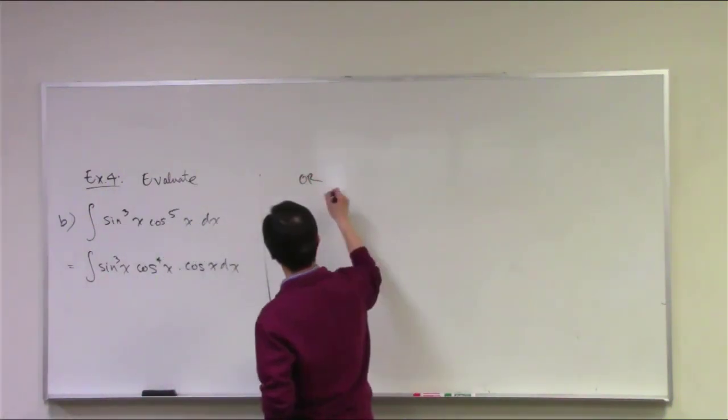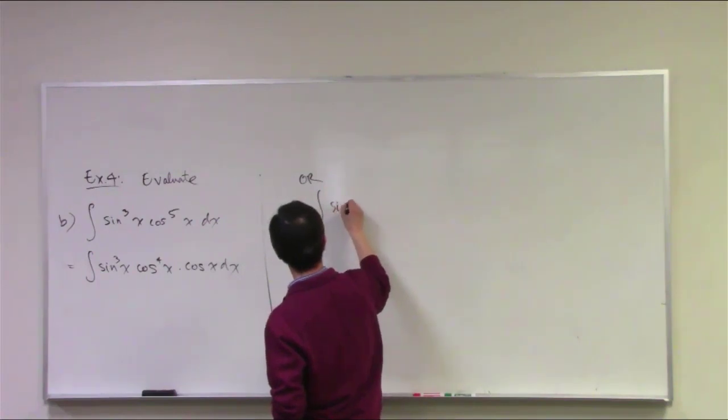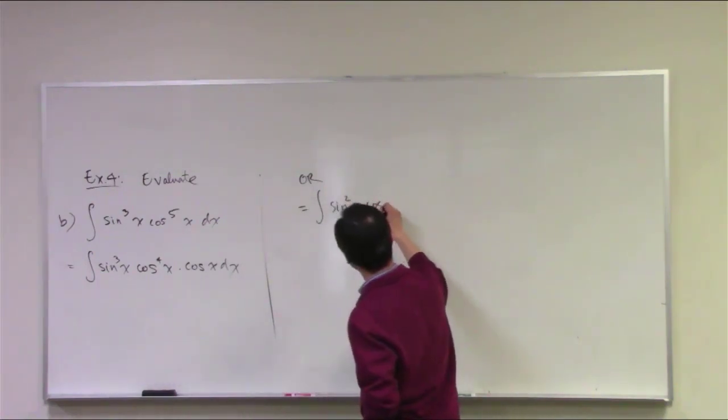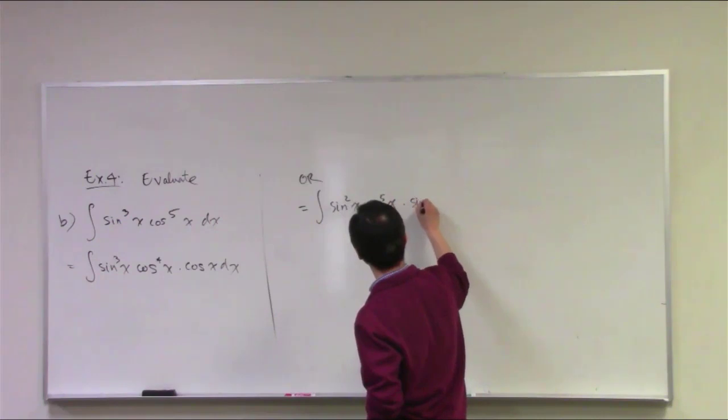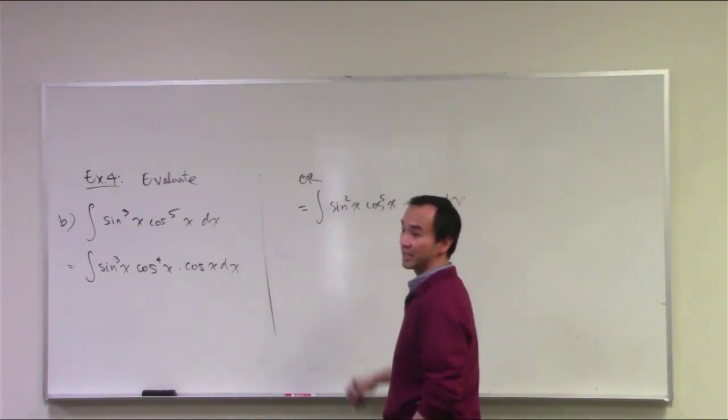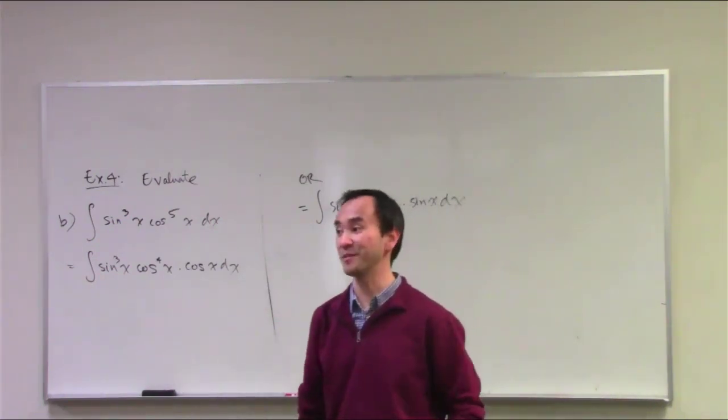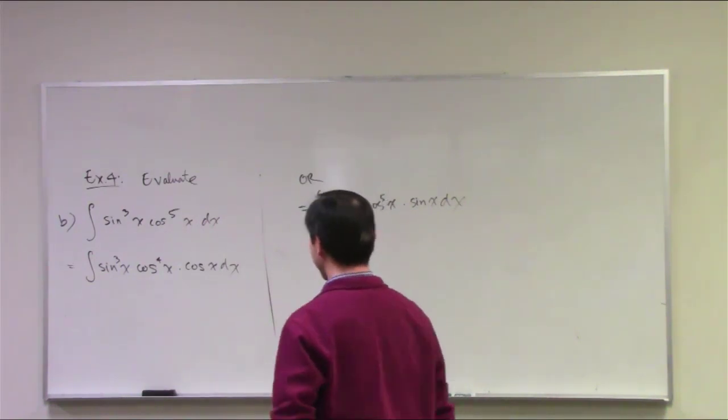You can make that integral as sine squared of x times cosine to the fifth of x, right, times the extra, to separate it out, sine of x. Okay. That's what I meant by the choice again. See what I'm saying now?